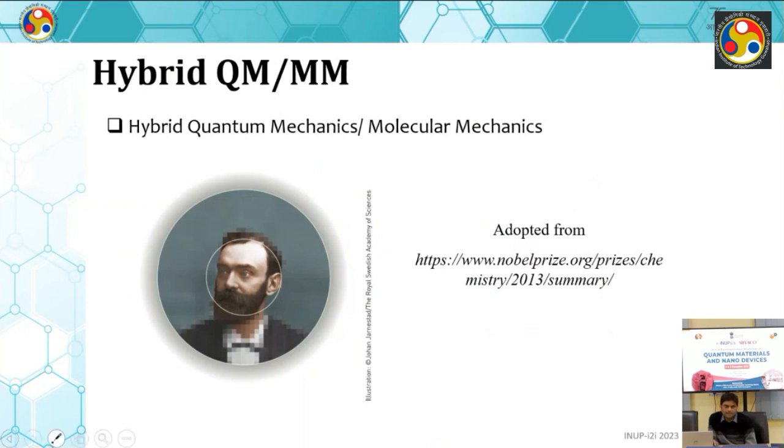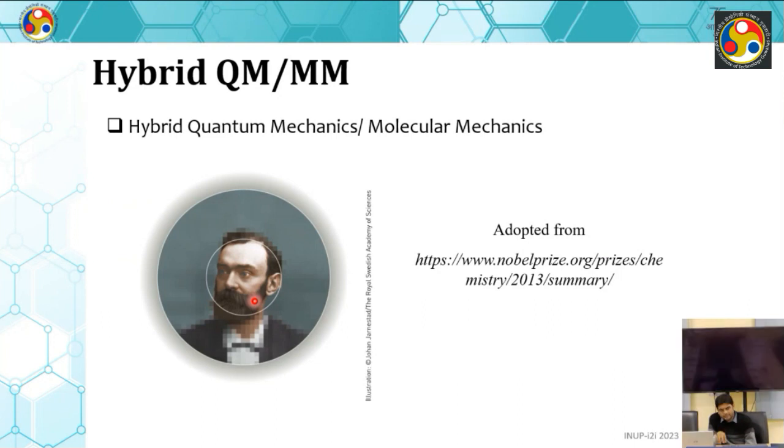In order to explain it, I took this figure from the Nobel Prize website, which is of Sir Alfred Nobel. Now you can see that the picture is divided into several layers. The innermost layer is highly resolved, and you can clearly see the eyes, nose, beard, and everything in shape. So this is the smaller region, or the reaction center, which requires high computational power, and that we can assign using quantum mechanics. So instead of describing the full system, we are only describing the reaction center using quantum mechanics.